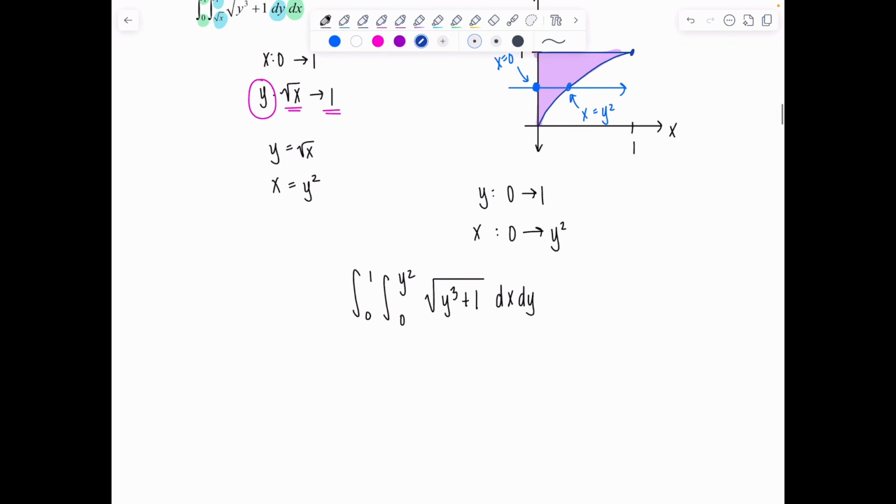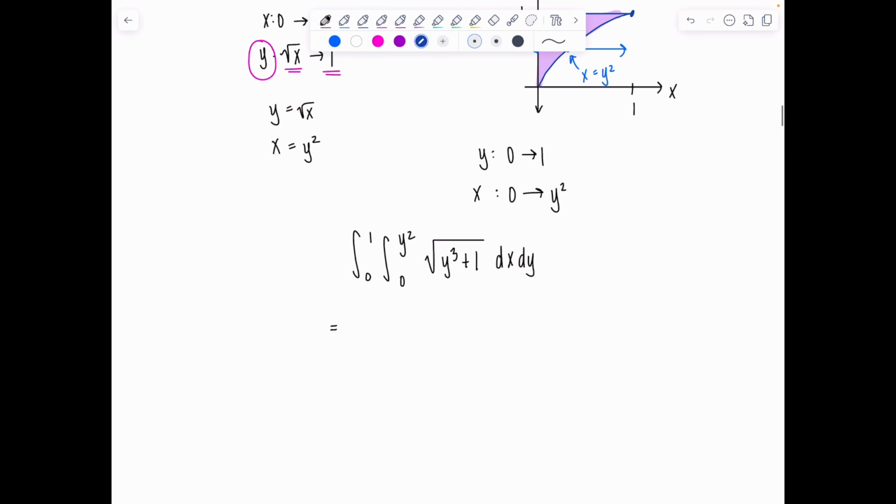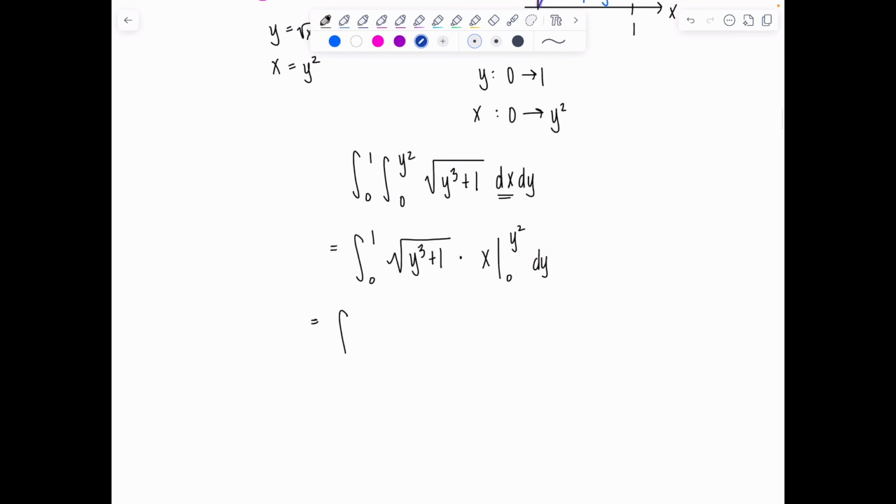Okay, now here's where the beauty of the problem comes in, because for a moment you were stuck, right? Like nothing in our power would help us evaluate this integral. However, now I'm just integrating with respect to x first. I don't see an x. So then treat square root of y cubed plus 1 as a constant. Pick up an x, antiderivative of 1, basically. Evaluate it from 0 to y squared dy. And then you have the integral from 0 to 1 of square root of y cubed plus 1 times y squared minus 0 dy.